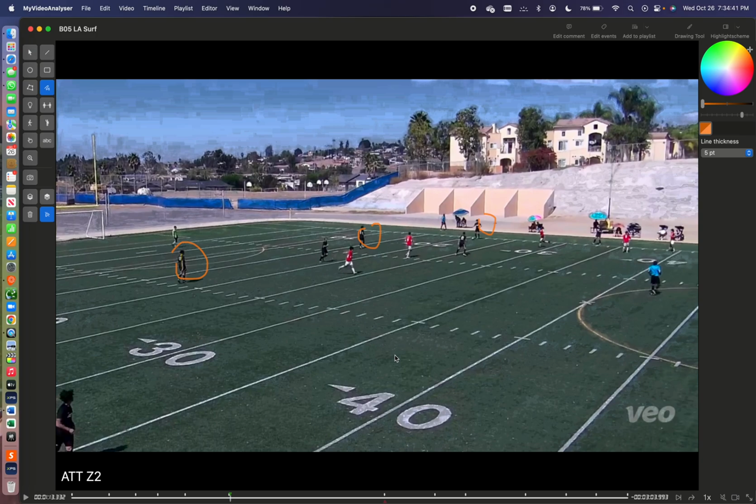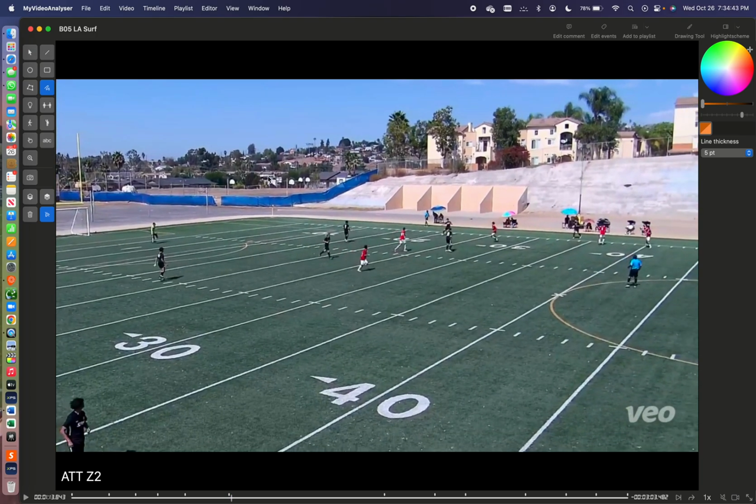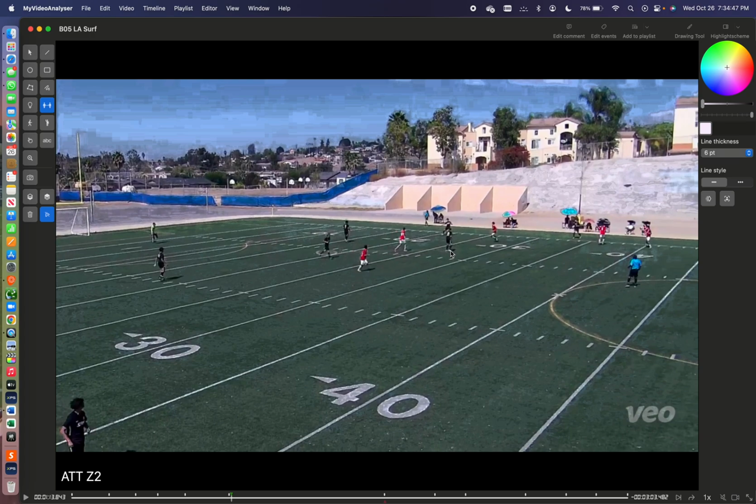Again, neck, middle, neck. The second thing is both center mids being able to be close to each other so that we can attract pressure and be able to move the ball to the opposite side.